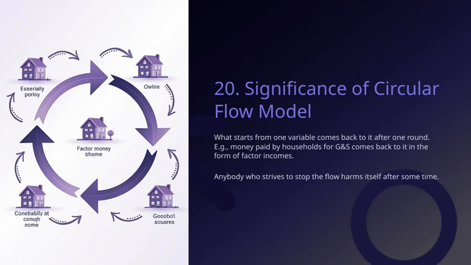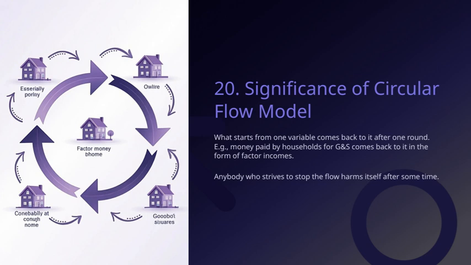Anybody who tries to stop the flow of economic activity ends up harming themselves over time. That's because in a circular flow, everything is interconnected and constantly moving. What starts from one variable, like households spending money, eventually comes back to them in different forms. For example, the money households pay for goods and services doesn't just disappear. It flows back as factor incomes, wages, rent, interest, and profits. This continuous cycle is what keeps the economy functioning smoothly.